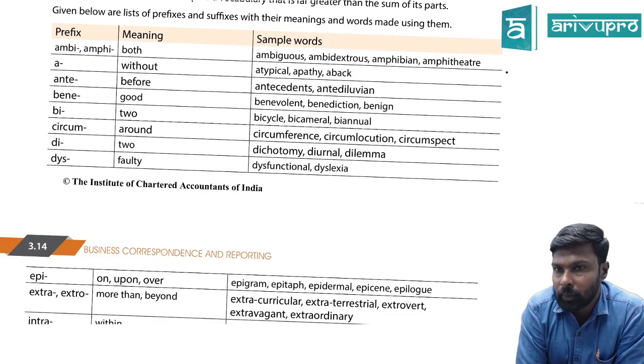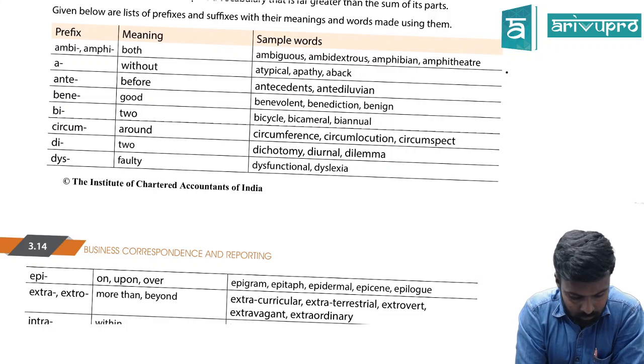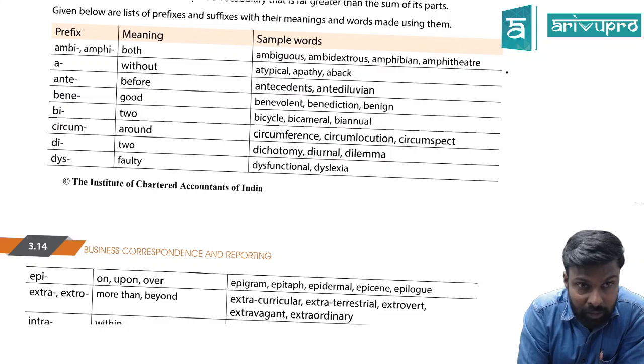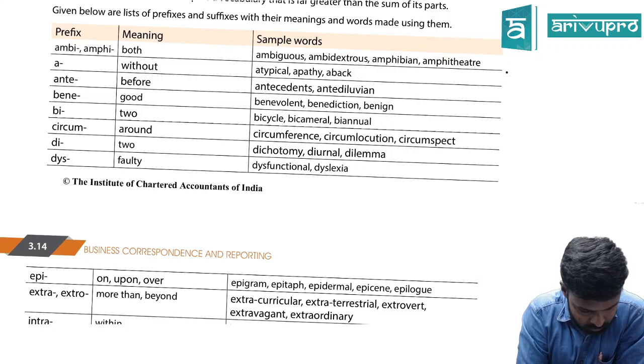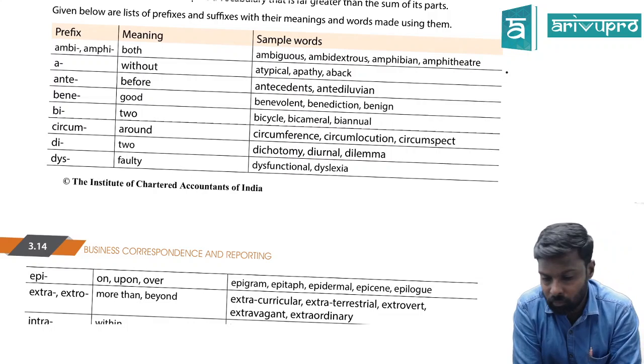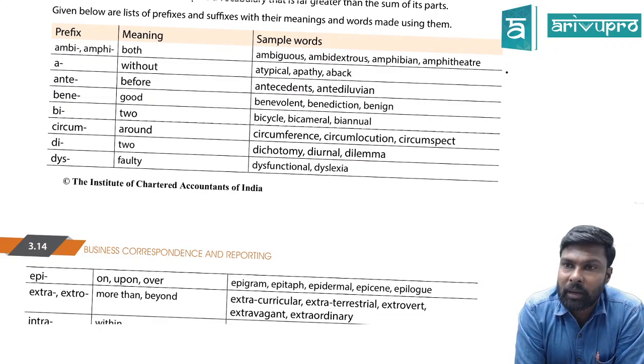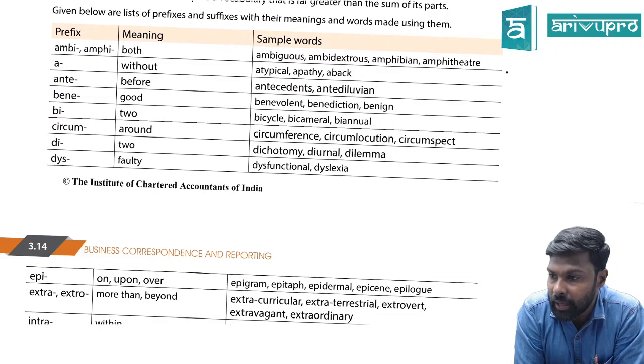Benedict, B-E-N-E-D-I-C-T. Annual. Back, B-A-C-K. Functional. Next one is form, F-O-R-M. Next one. Terrestrial, T-E-R-R-E-S-T-R-I-A-L.